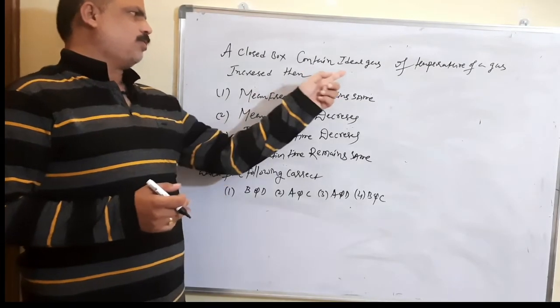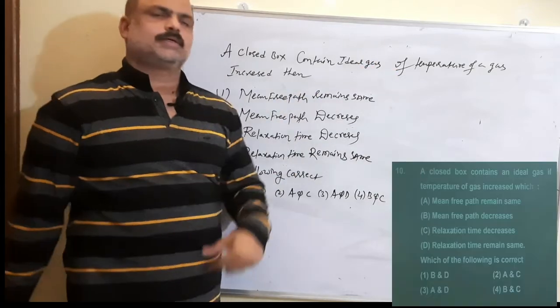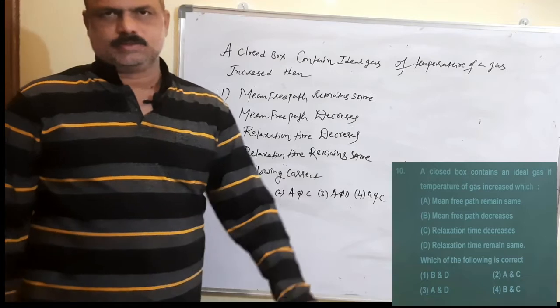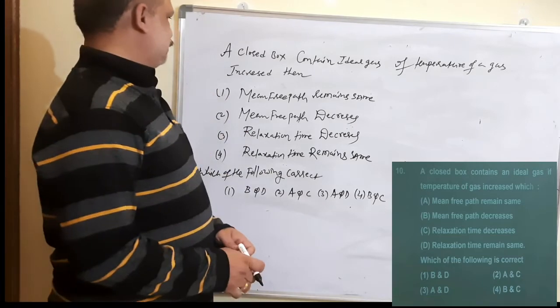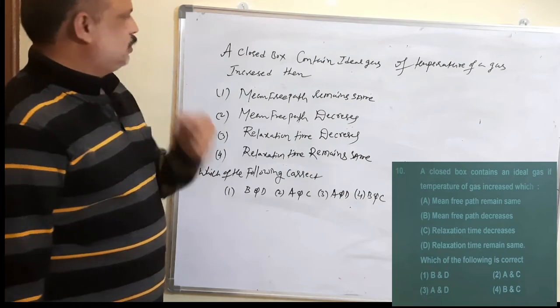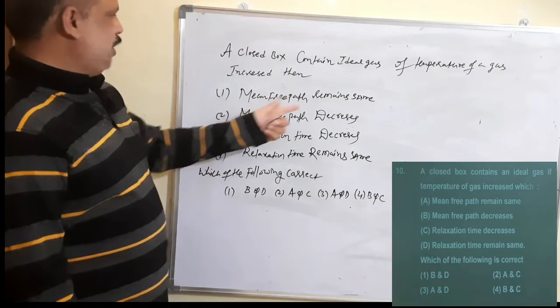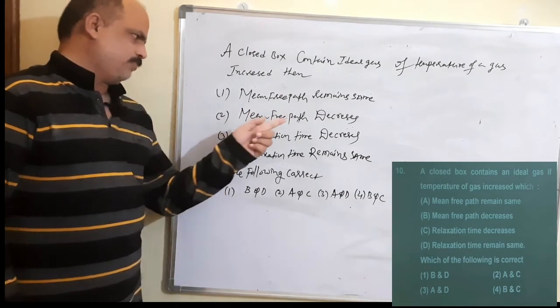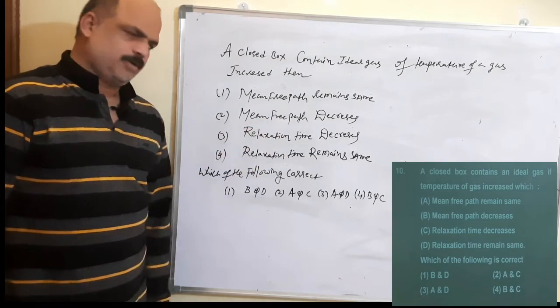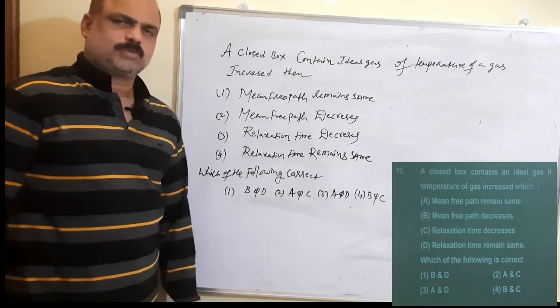A closed box containing ideal gas, if the temperature of the gas is increased, then which of the following are correct? Mean free path remains same, mean free path decreases, relaxation time decreases, relaxation time remains same. You have to choose which option is correct.